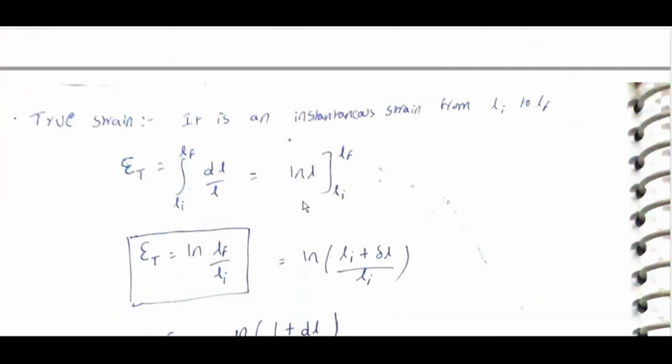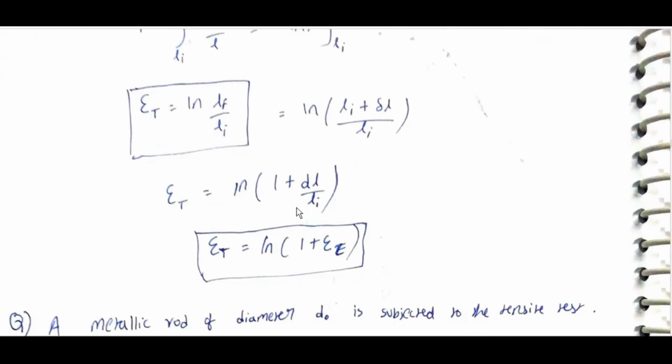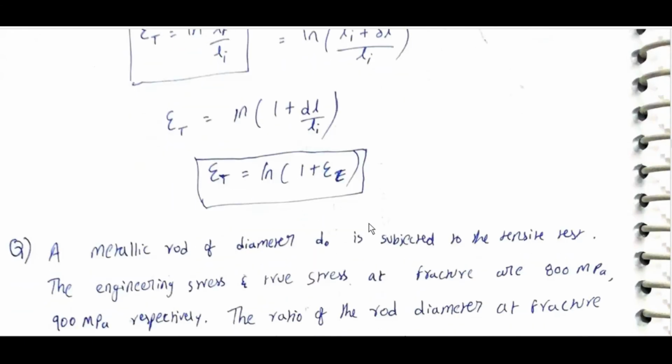True strain is the instantaneous strain from Li to Lf. Epsilon t is equal to integral from Li to Lf of dL by L, which is ln of Lf by Li, which is ln of Li plus delta L by Li. Epsilon t is equal to ln of 1 plus delta L by Li. Epsilon t is equal to ln of 1 plus epsilon e.